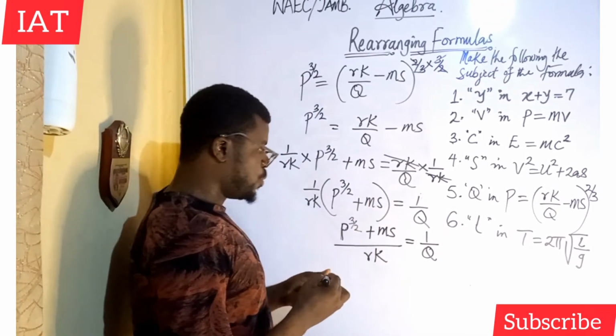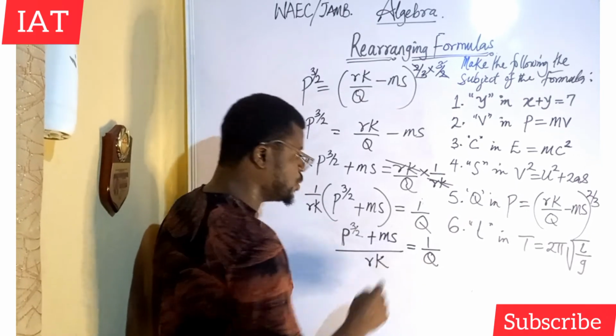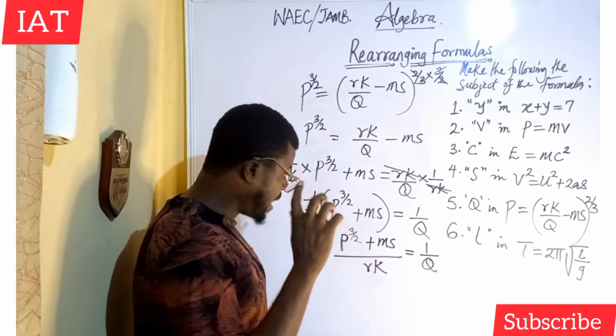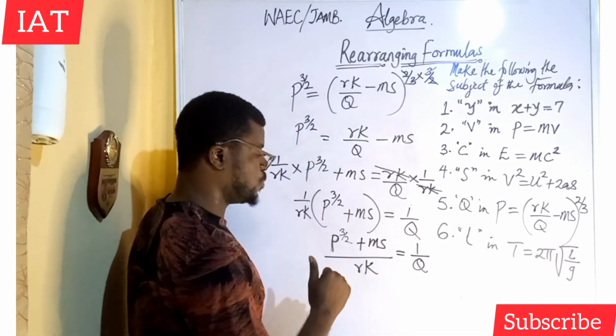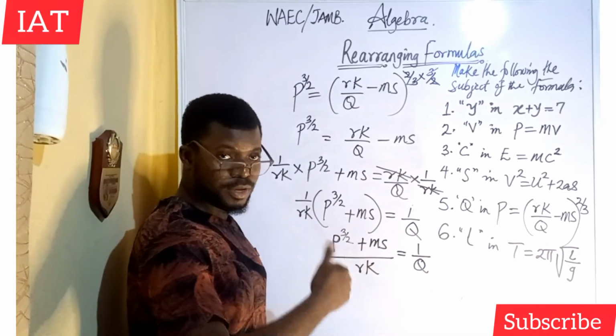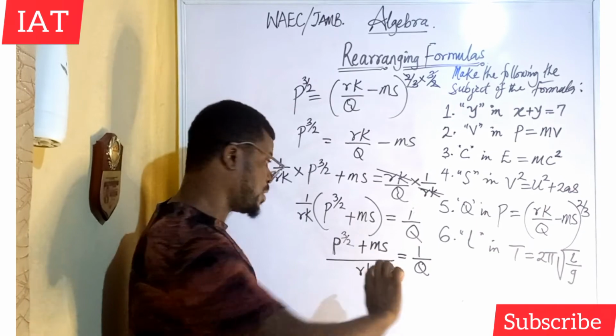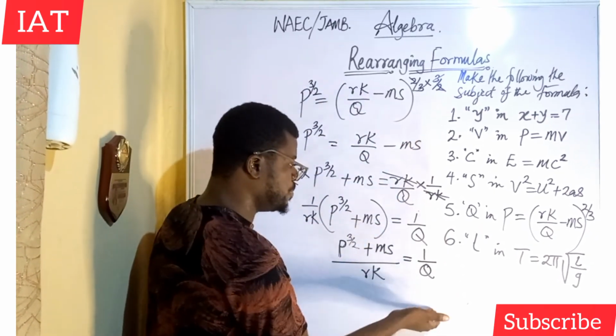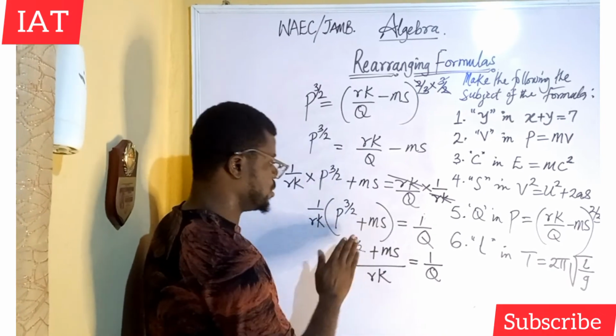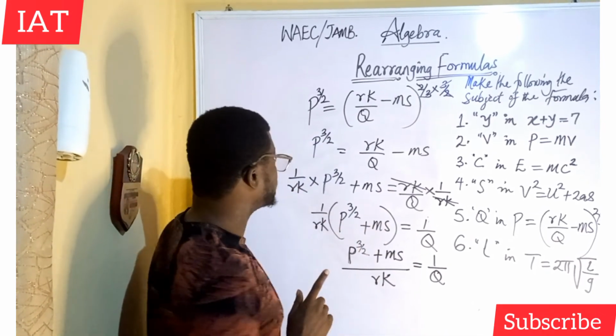Finally, we want to make this q stand alone, and for us to achieve this purpose, we are going to flip this expression. What do I mean by flip? Turning it upside down. That is the inverse or the reciprocal. If I turn this upside down, q will be the numerator, 1 will be the denominator. Same thing will happen on the right hand side because we want to make q stand alone.